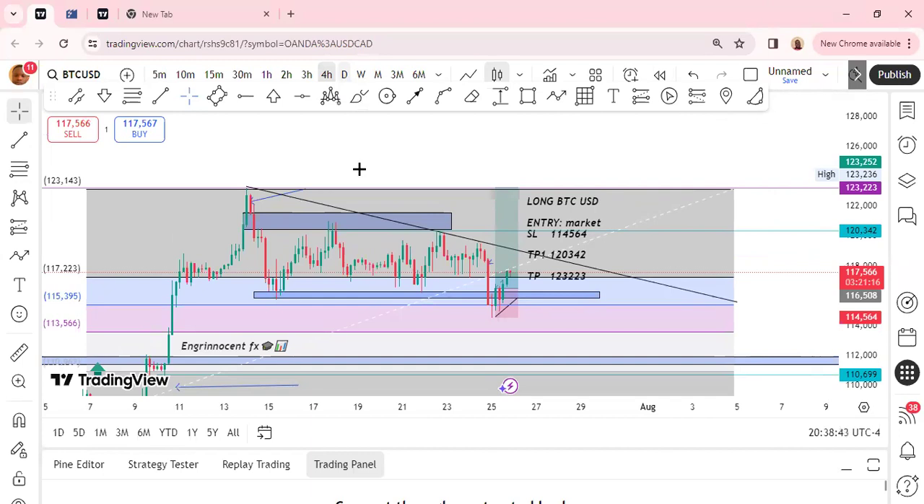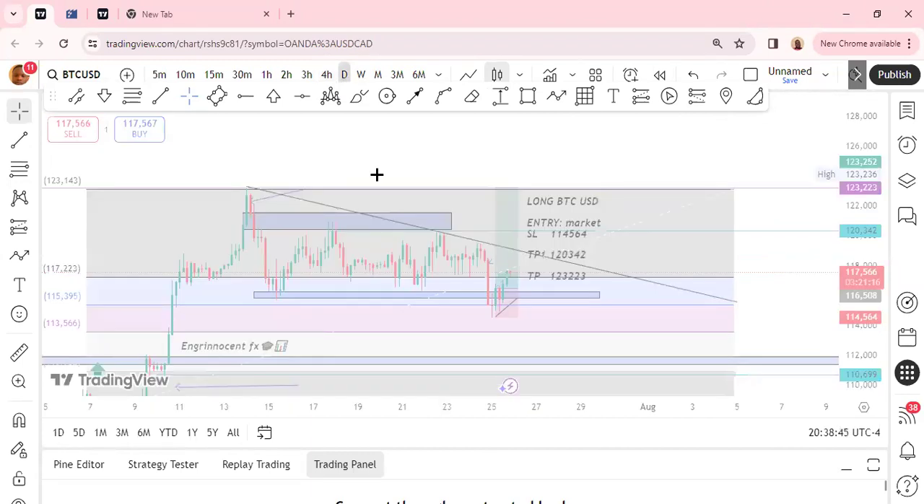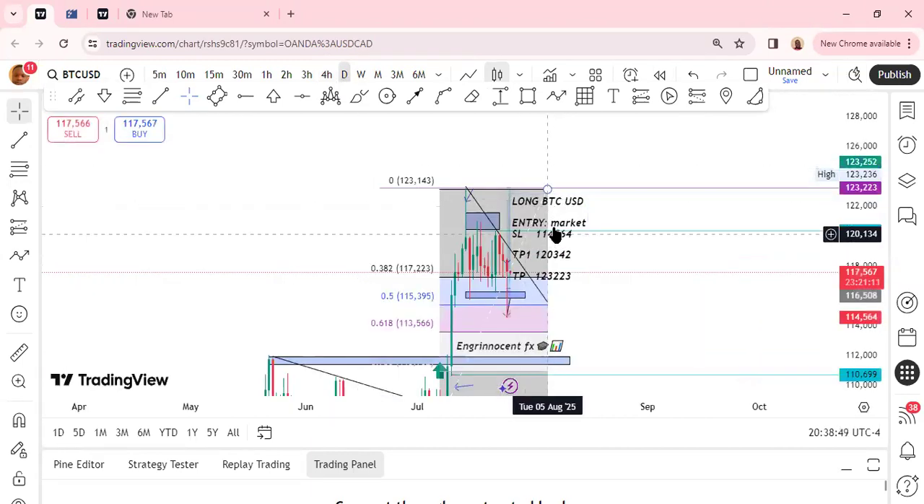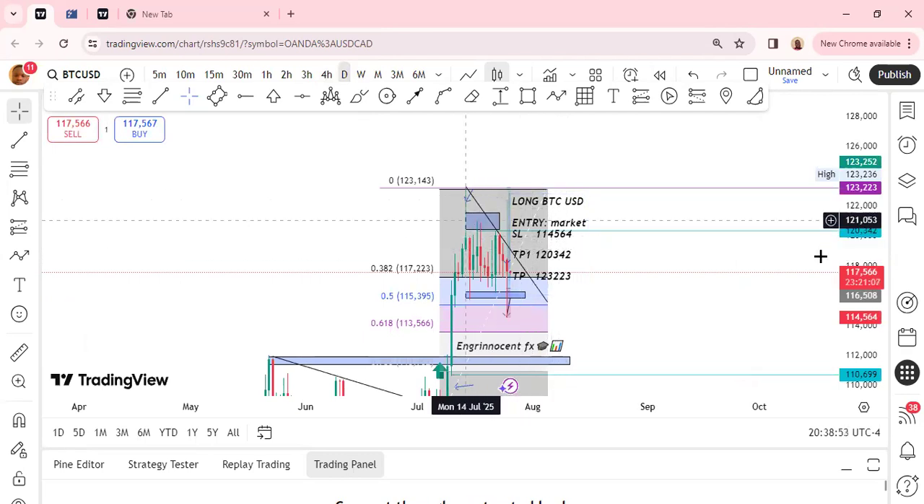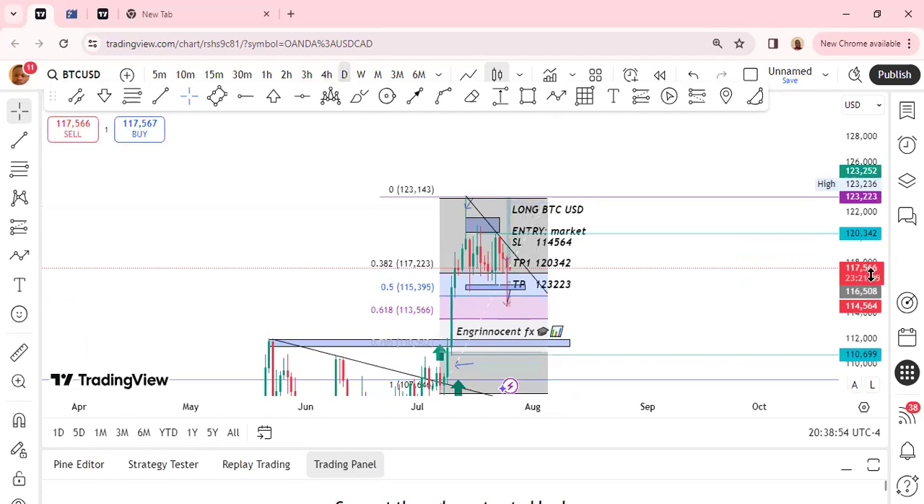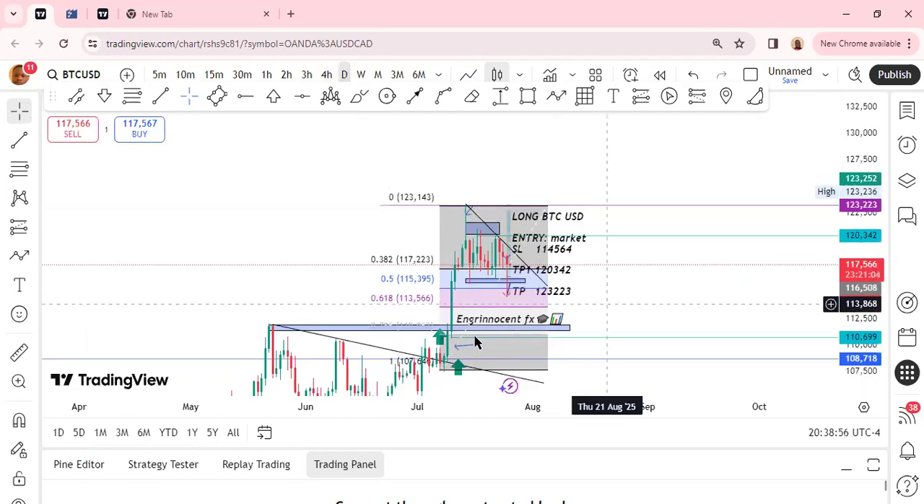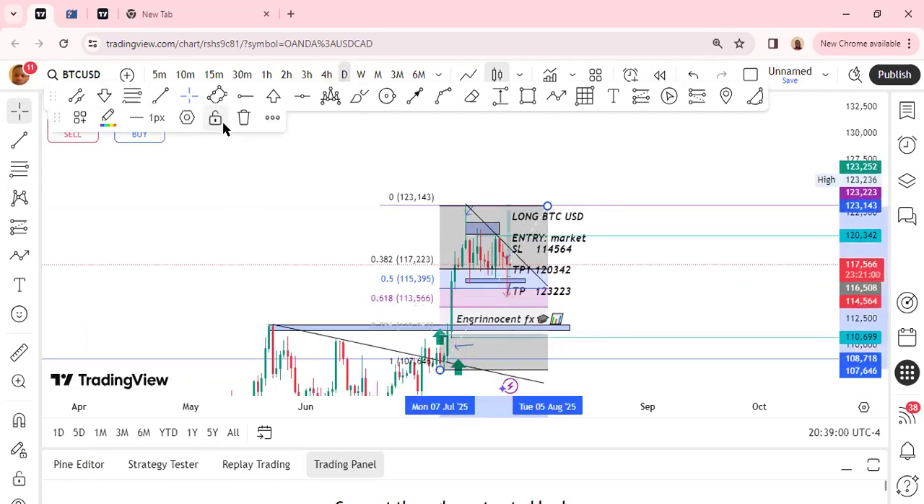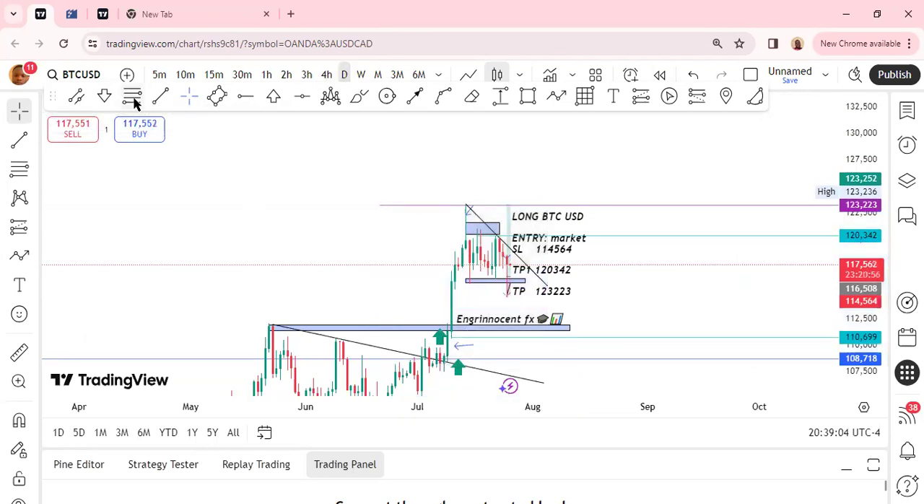Now, from the daily chart on BTC, I called this long BTC entry market, SL, and all of that. Now, why did I call this trade? It was very, very simple. We know that BTC has been on a bullish run for the longest since the start of the year. So it has been bullish to an extent.